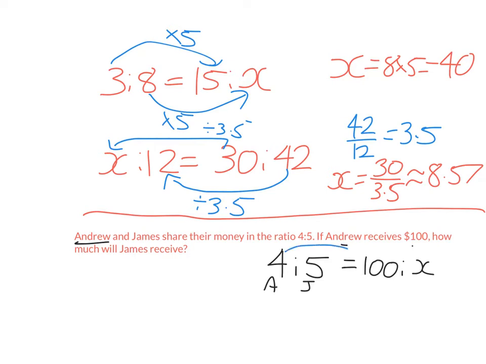So how do I get from first number to first number, 4 to 100? Well, I have to times by 25. So to get James's money, I need to times by 25. What you do to the first number in the ratio, you must do to the second. So X, which is James's money, is 25 times 5, or 125. So James will get 125, Andrew will get 100. How easy is that? Let's look at scales now.